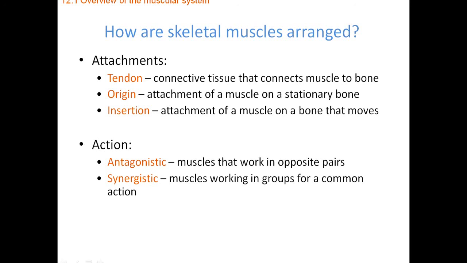Now muscles have actions. The actions can be antagonistic, so if you're antagonistic, you're working against each other. And then synergistic, so you're working together to do something.